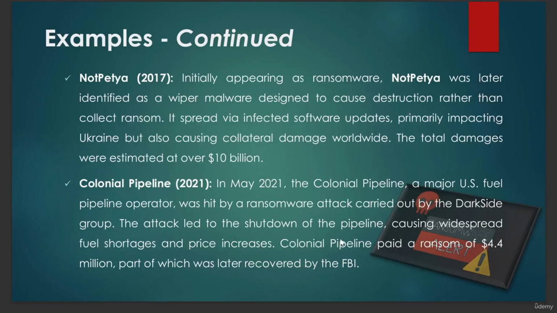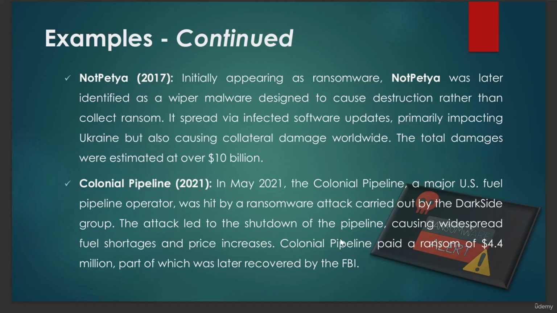We have another one here, NotPetya, 2017. Initially appearing as ransomware, NotPetya was later identified as wiper malware designed to cause destruction rather than collect ransom. It spread via infected software updates, primarily impacting Ukraine but also causing collateral damage worldwide. The total damages were estimated at over $10 billion. Wow, that's a whole lot of money.